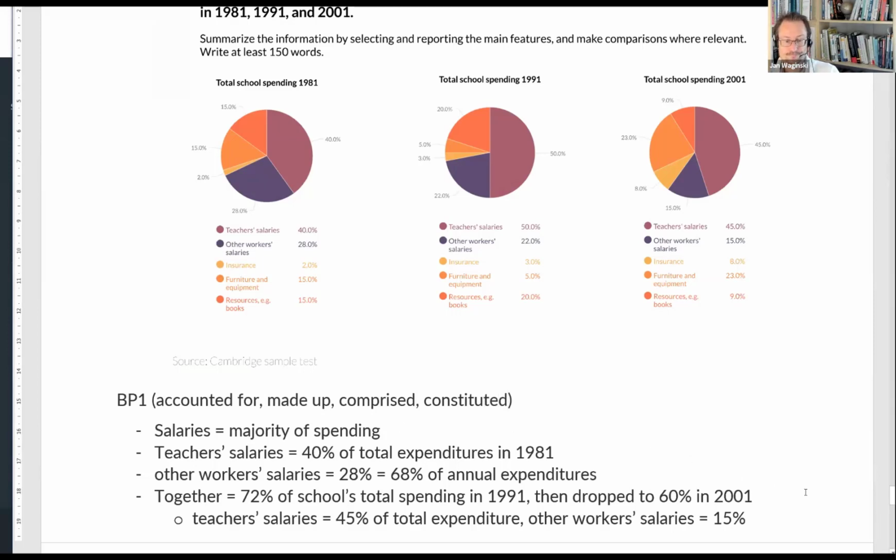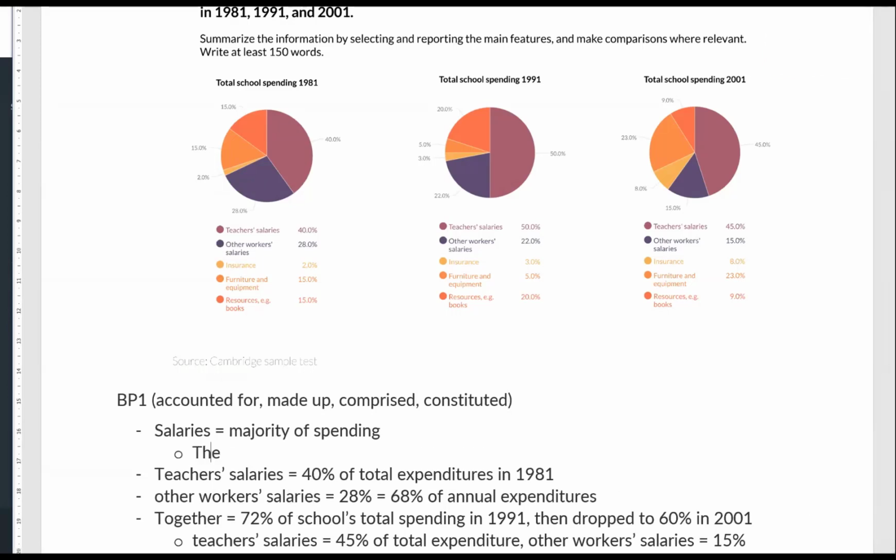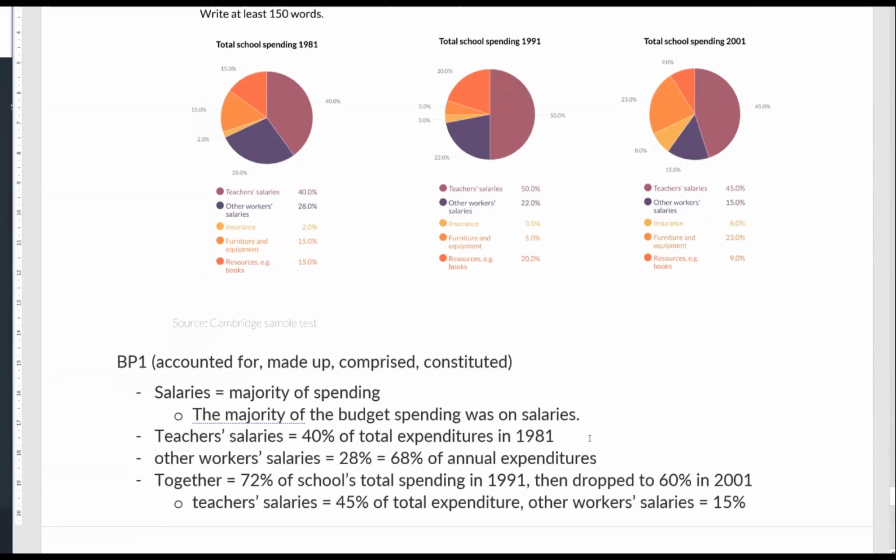Okay, Zubi, go ahead. Majority of the budget spending was on salaries, and the teacher salaries accounted for 40% of the total expenditure in 1981. Good. And the other worker salaries comprised of 28%. And then what is the 68%? And then 28% to 68% of the annual expenditure.